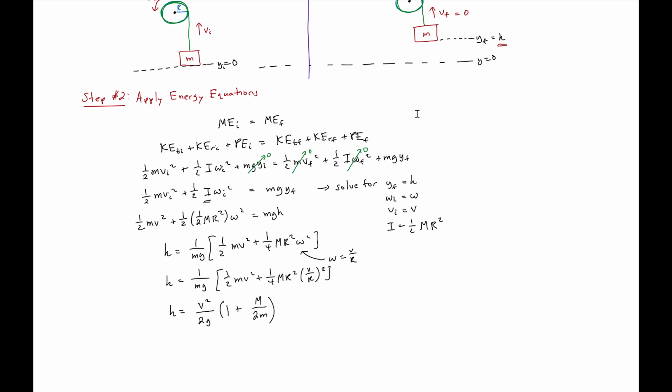The reason for that is because these r's cancel out. We can factor out a v squared from here and here. And we also have g at the bottom from the first part. So now this is your answer, and that answers the question.